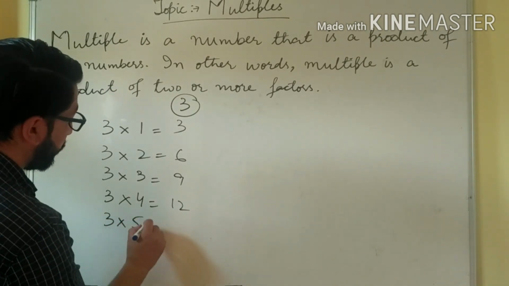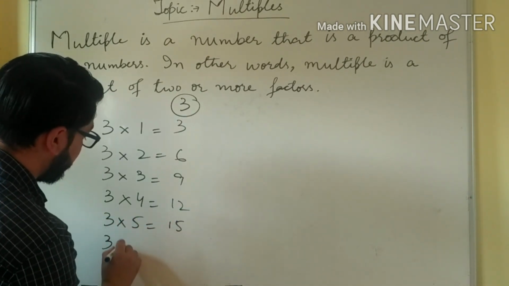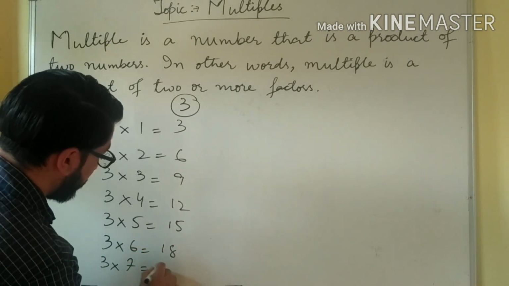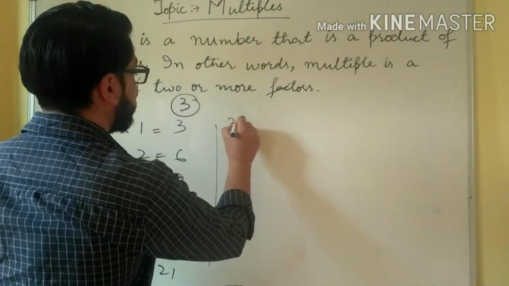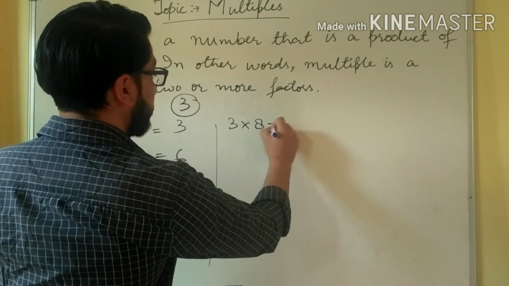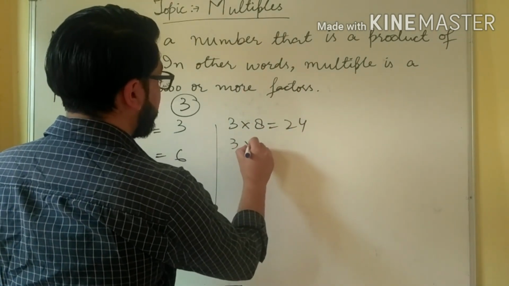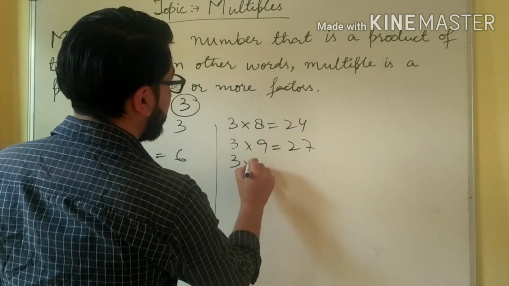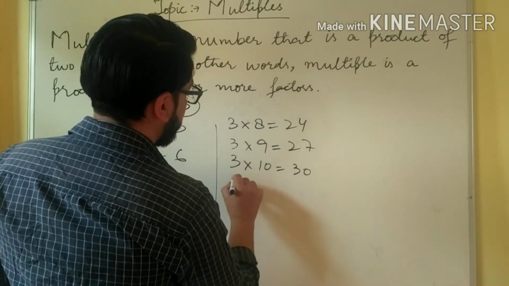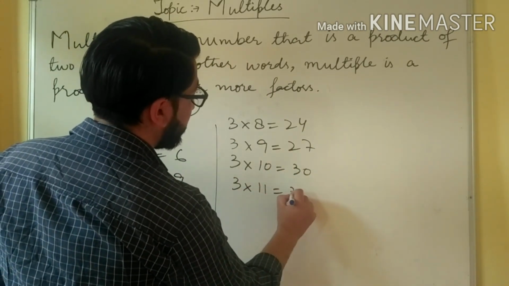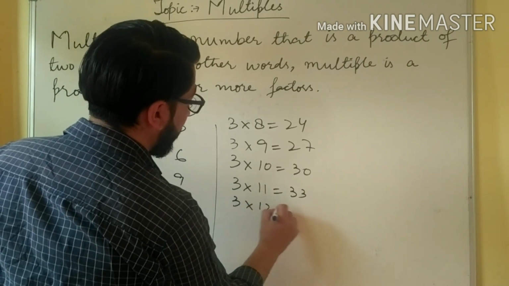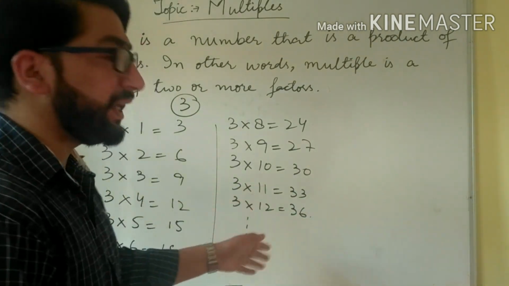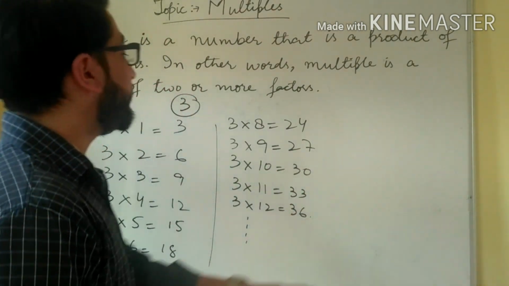3 multiplied by 5 is 15. 3 multiplied by 6 is 18. 3 multiplied by 7 is 21. And continuing, 3 multiplied by 8 is 24. 3 multiplied by 9 is 27. 3 multiplied by 10 is 30. 3 multiplied by 11 is 33. 3 multiplied by 12 is 36, and so on. We can multiply 3 with 13, 14, 15, 16, 17 and continue.